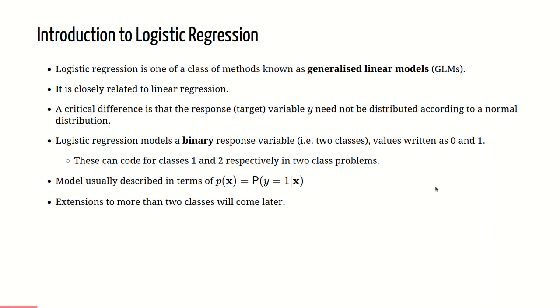Logistic regression models a binary response, so there are only two classes with the values written as 0 and 1, which code for the first and second class respectively. So y equals 1 is the second class and y equals 0 is the first class. The model is then described in terms of the probability of the second class, that is, the probability that y equals 1. Since you've only got two classes, if you know the probability of the second class, you can derive the probability of the first class just by subtracting it from 1, because the two probabilities have to add up to 1. Now this idea can be extended to more than two classes, and we'll see that towards the end of the lecture when we get to multinomial regression.